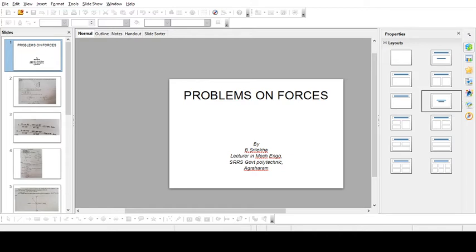Based on this statement, we derived the resultant R equal to the square root of P square plus Q square plus 2PQ cos alpha, where alpha is the angle between the two forces, and P and Q are the two adjacent forces. R is the resultant. Thereafter, we found the angle made by the resultant with the horizontal: theta is equal to tan inverse of Q sin alpha divided by P plus Q cos alpha. This was the formula we derived using the parallelogram law.